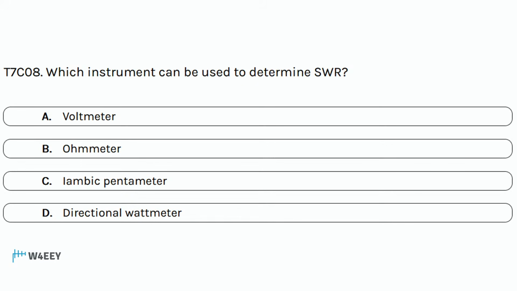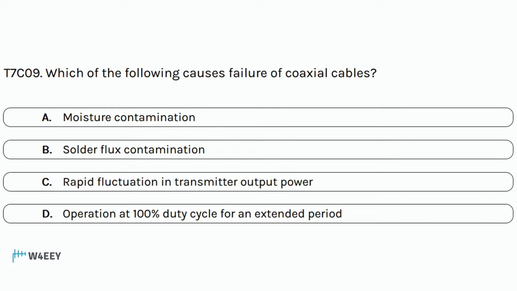So which instrument can be used to determine SWR? Delta. Remember the directional watt meter with the slug that you could turn to read forward power and then reverse power, and you can look at the chart on the back and then you can calculate SWR. I like the iambic pentameter, if anybody's an English major. All right, which of the following causes failure of coax cables? Alpha. Moisture. You want to keep the water out.